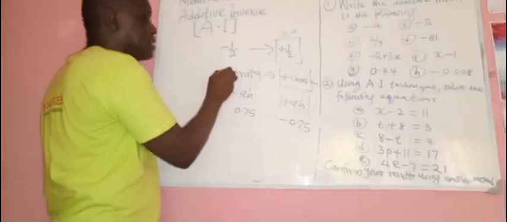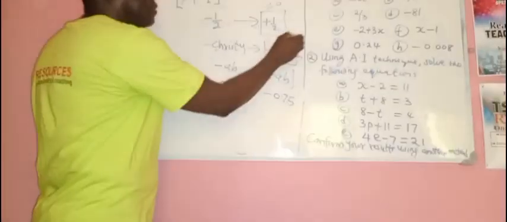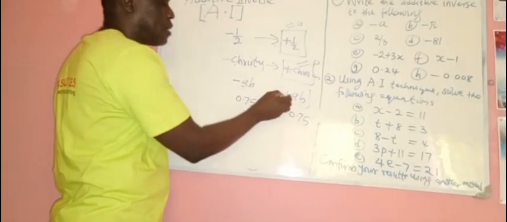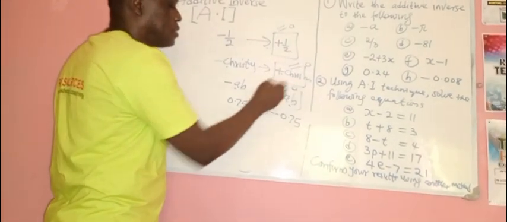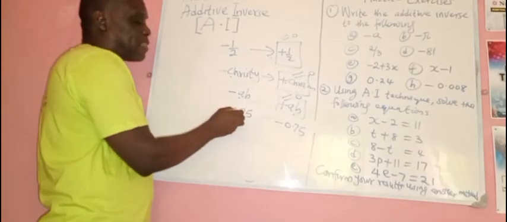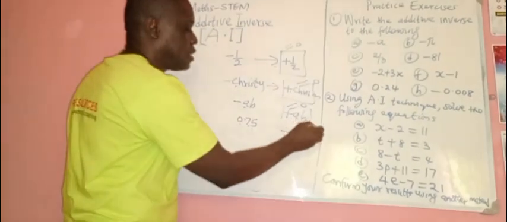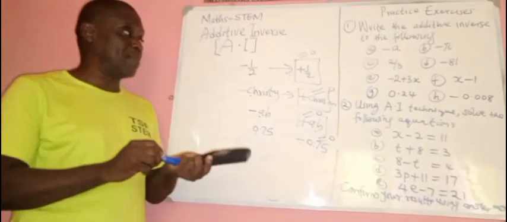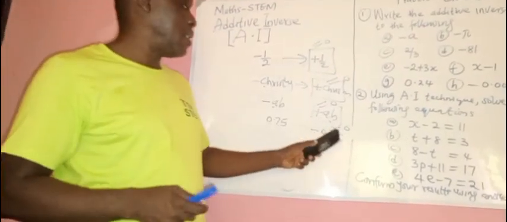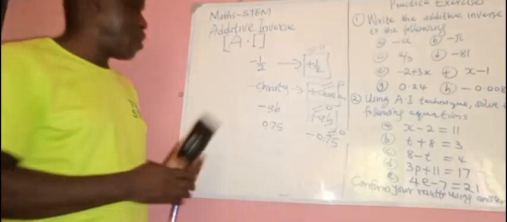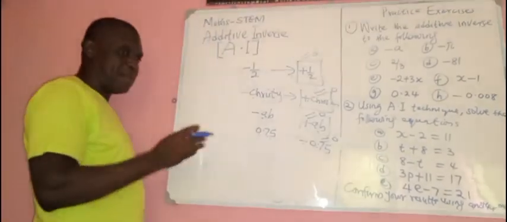If you add minus 60 plus 60, it will give you what? If you add minus AB plus AB, it will give you what? If you add minus 0.75 plus 0.75, it will give you what? 0. So that means you just manipulate the sign. Is that clear? Okay, now look at this. I want to go a bit further now.